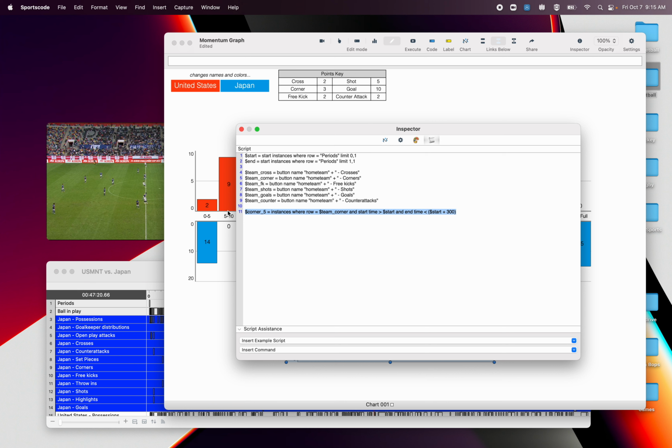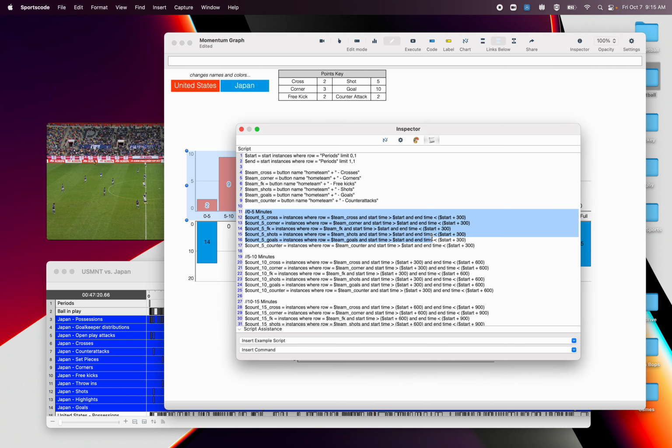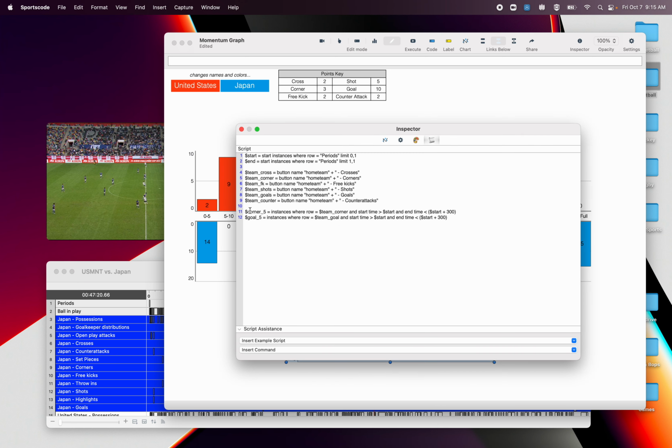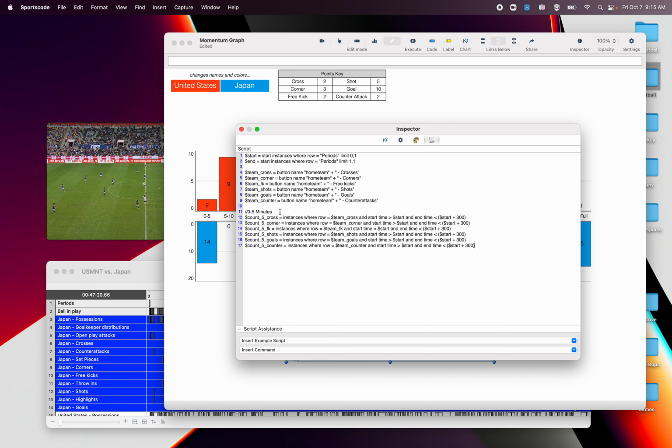Now we do the same thing for the other ones. So I'm going to go down here, and we're going to go goal underscore 5, and that's all I need to change other than this button ID here, because we're trying to find goals now. So skipping ahead, I'm going to get my first 5. And what I've done here is just added a little title script, just so I understand what's going on. But as you can see, I've just done the same thing for the rest of the events.